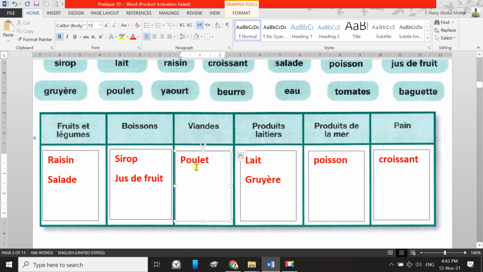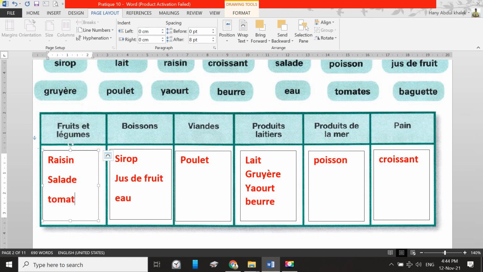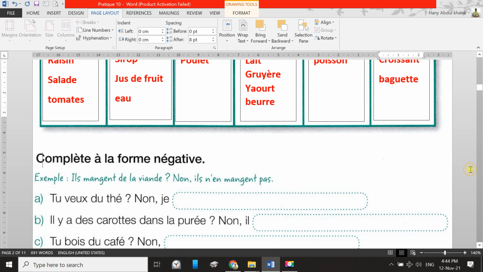Okay, yaourt, we can find it here. And the beurre. Beurre means the butter. It's un produit laitier, a dairy product. So beurre is here too. What else? Eau. Eau means water. We can find it in the boisson. Tomate, we can find it here. And baguette. Baguette, c'est un produit de pain. So here it's baguette. Okay, hope you understood this point. It's easy, we did it all together.